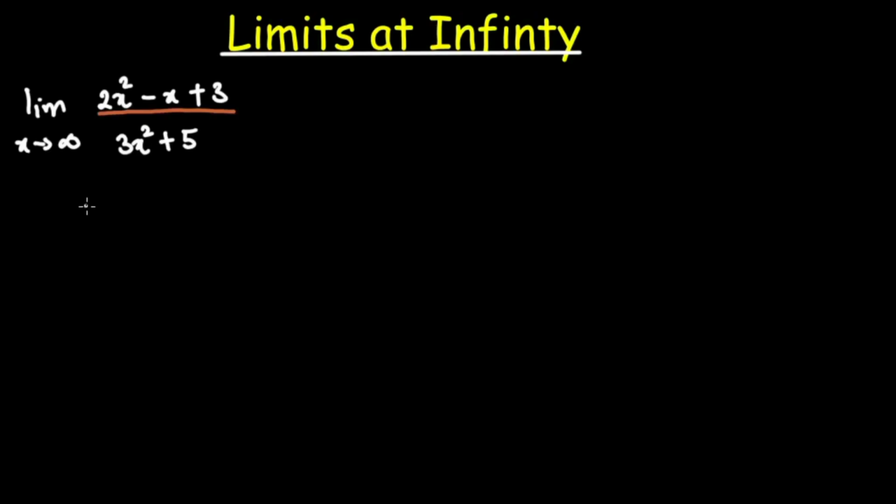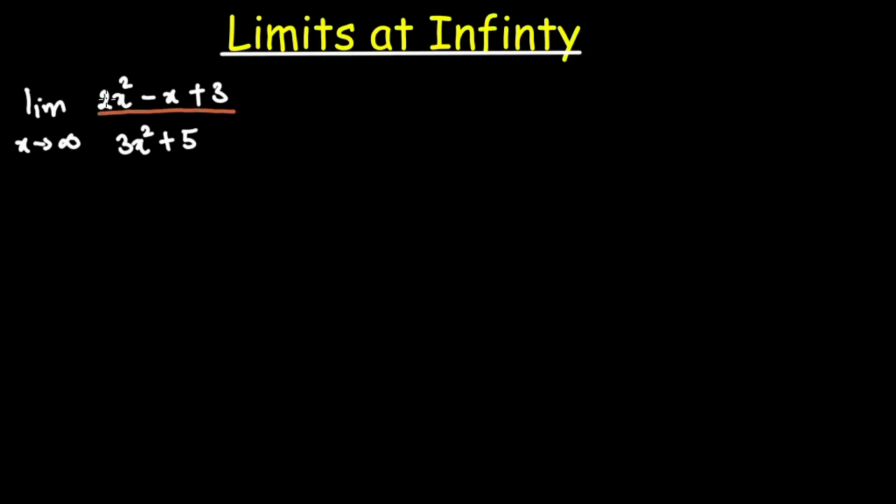The question says to find the limit as x tends to infinity of 2x squared minus x plus 3, all over 3x squared plus 5. Now the very first thing to do whenever you're given a question like this is to simplify.